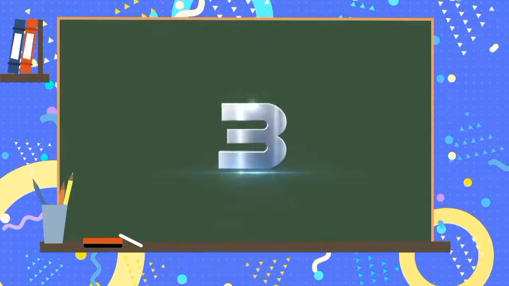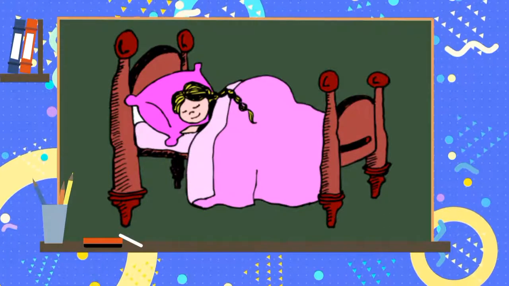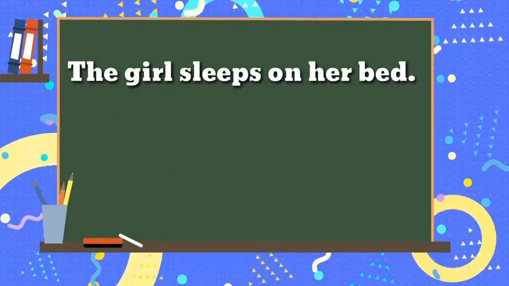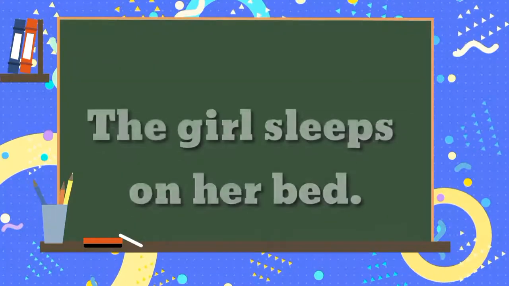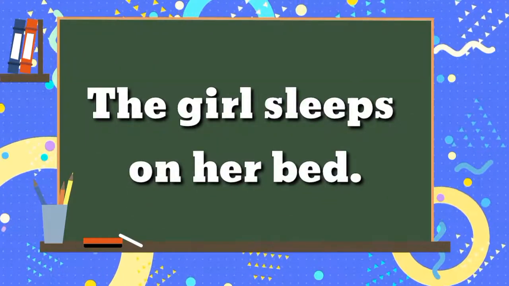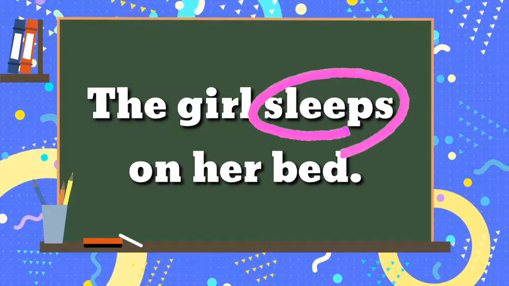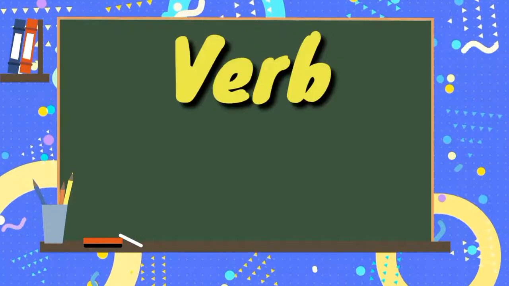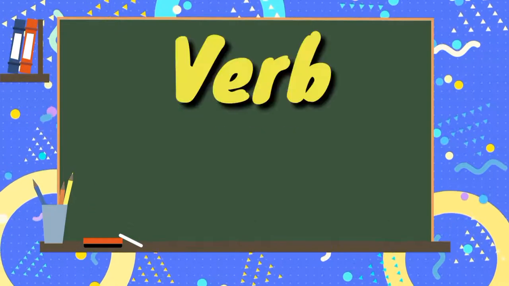Let's get started, learners. What can you say in this picture? What does the girl do? You're right. The girl sleeps on her bed. Do we have a verb in the sentence? Definitely. What do you think is the verb used in the sentence? Sleeps. Very good. Can you recall what a verb is? Wonderful. A verb is an action word.